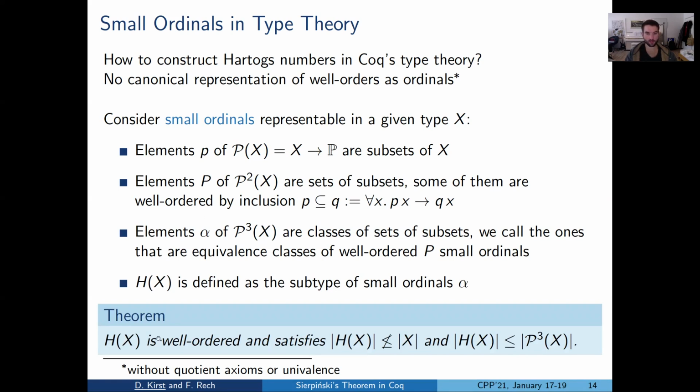So it is well-ordered, it is large, and it is large in a controlled way. And those proofs are now really a bit harder than the ones in set theory, because here we do not work with an abstract notion of ordinals, but with an internal representation.